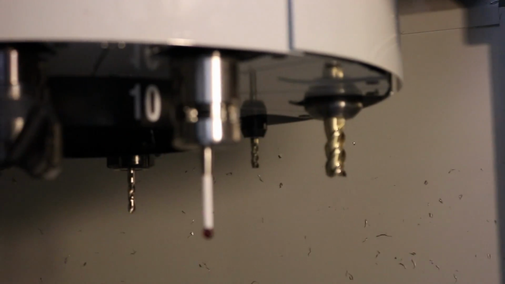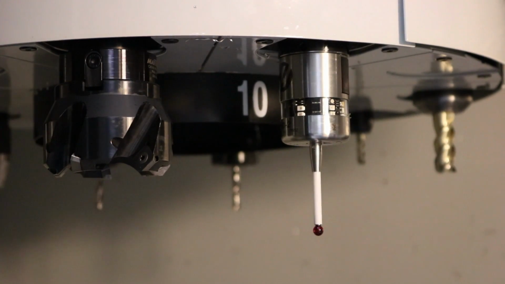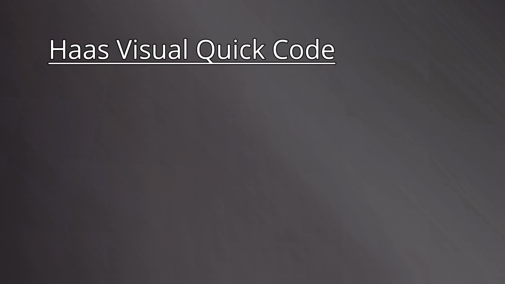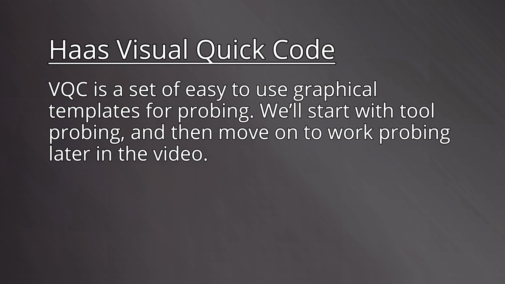In today's lesson, we'll be taking a look at probing, which is an advanced technique to set up tool and work offsets in the machine. We'll be using the Haas Visual Quick Code, or VQC for short. VQC is a set of easy-to-use graphical templates for probing. We'll start with tool probing, and then move on to work probing later in the video.